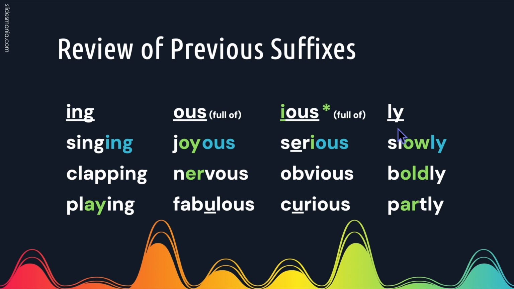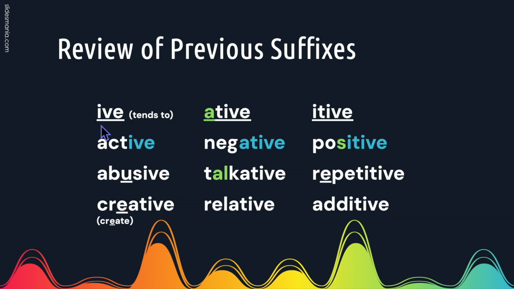LY is pronounced ly. This OW will say O, so this is slowly. OLD at the end of a root word has a long O sound, so this is boldly. AR says R, so this is partly. The suffix IVE is pronounced IV with a short I sound. The E is only there to keep the V from being the last letter. This suffix means tends to, so the word active would mean somebody who tends to act.